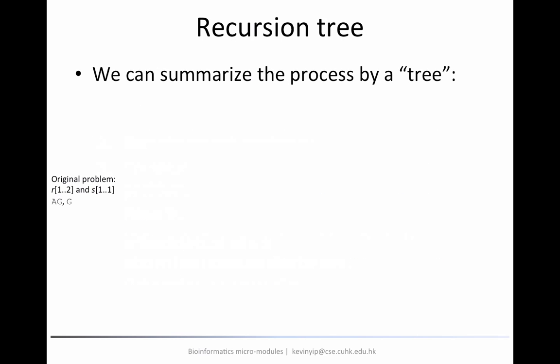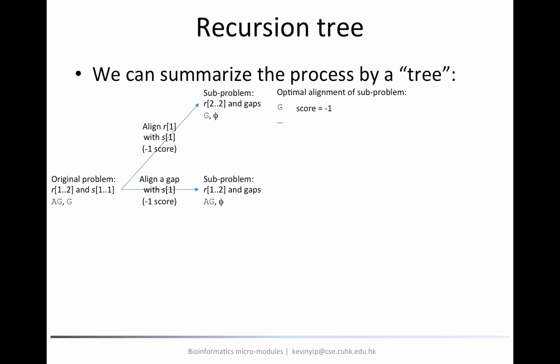The original problem is to align the whole R with whole S. As discussed, there are three possibilities. The first one is to align R1 with S1. We know that since these two characters are not the same, we have a score of -1. And we have a new subproblem, which is to align R[2...2] with a gap. So this is obvious. We know there's only one way to do that. And there will be a -1 score for that.